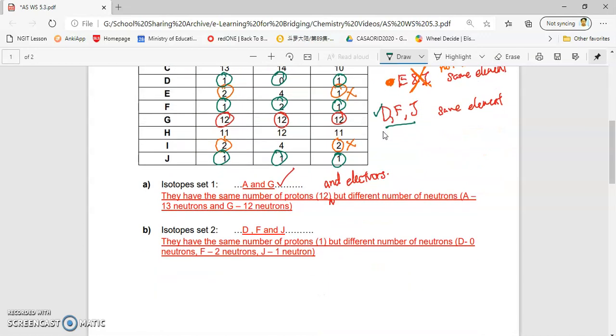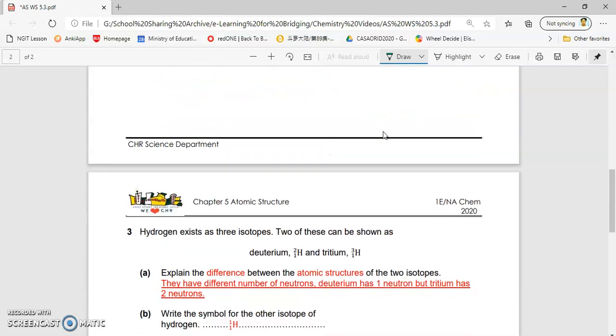D, F, and J, they are the second isotope set because the same number of protons and same number of electrons, but different number of neutrons. So D has 0 neutron, F has 2 neutrons, J has 1 neutron. Now just a little top up here.